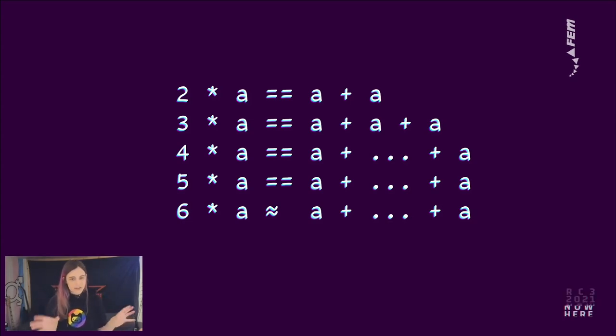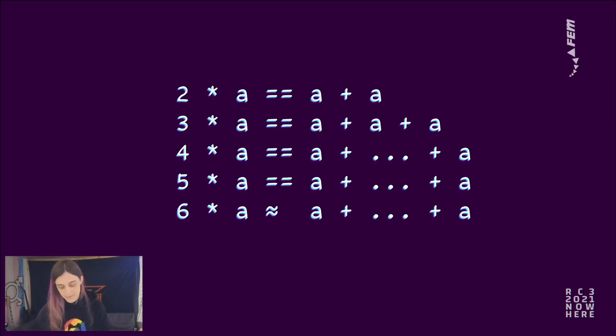And so six times a and a plus a plus a plus a plus a plus a are almost equal. So basically, it's like the last digit is a little bit different, but they're not exactly equal. And that's kind of the reason why people tell you to never compare floats for exact equality, right? Because small little rounding errors like this can add up and appear in your result and mess everything up. But I think it's still interesting to look at why it works for the first few cases and why it doesn't work for the last one.